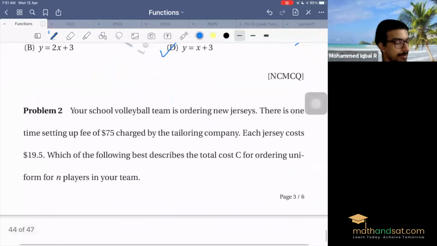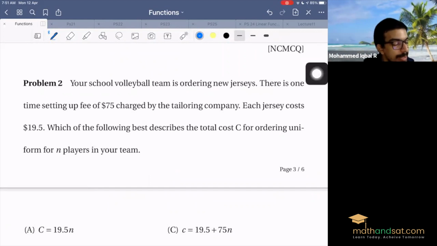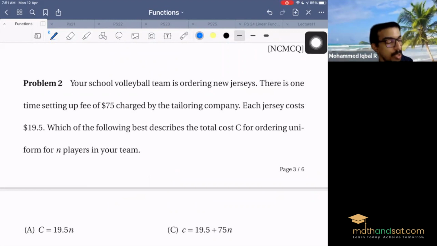Next question. Your school volleyball team is ordering new jerseys. There is a one-time setting up fee of $75 charged by the tailoring company. Each jersey costs $19.5. Which of the following best describes the total cost C for ordering uniforms for N players in your team?